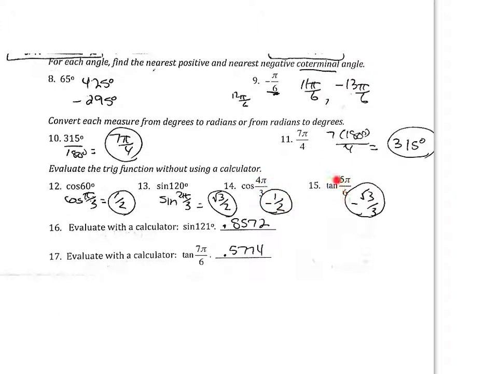Tangent, it's a pi over 6, drop the top, it's square root of 3 over 3 because it takes 2 3's to make 6. And 5 pi over 6 puts us in quadrant 2. Tangent's negative in quadrant 2. 16 and 17, you punch them in your calculator. Just make sure you're in the right mode. Make sure you're in degree mode for 16, radian mode for 17.